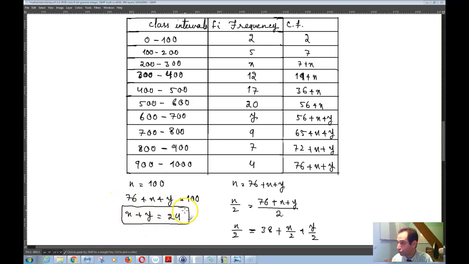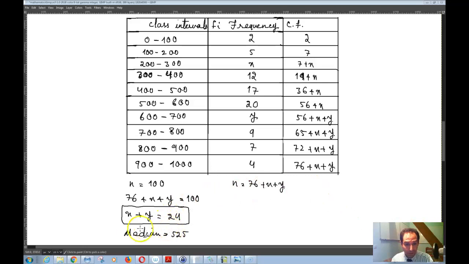Okay, so you know that x plus y is equal to 24. And the median is equal to 525. It seems that you already know in which class it lies. Of course, if the median is 525, you already know which class it lies in. I was not really thinking. When the median is 525, that means it lies in the class greater than 500 and less than 600, so this is your median class. You already have everything that you need.